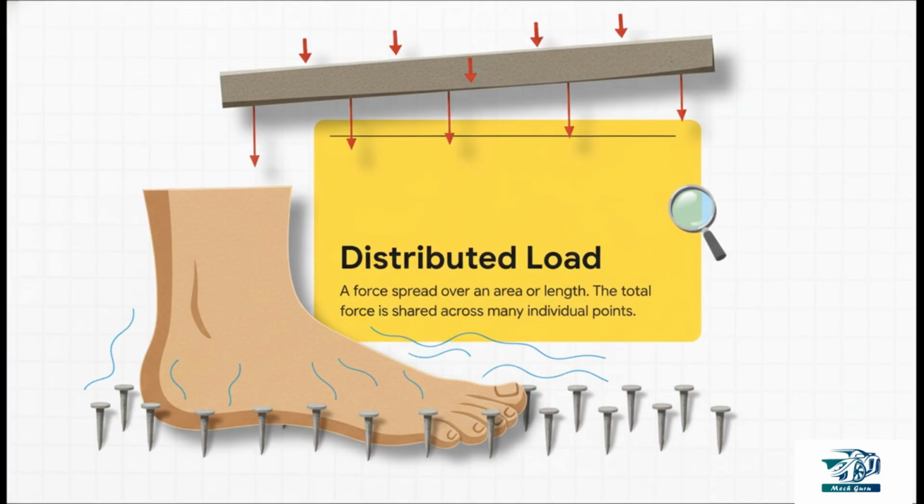And that gets us to the core idea here, a distributed load. See, instead of one single point taking all that pressure, the force of your body is shared across hundreds, even thousands of nails. Each individual nail only has to support a tiny little bit of your weight, so no single point has enough force to break your skin. You've successfully distributed the load.